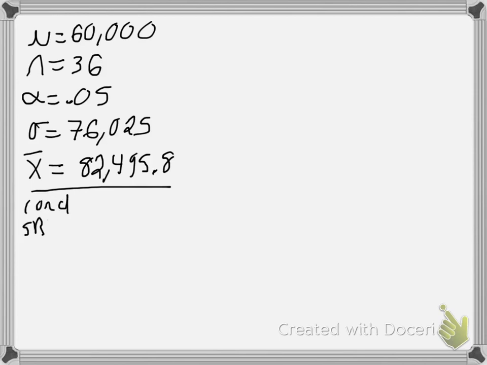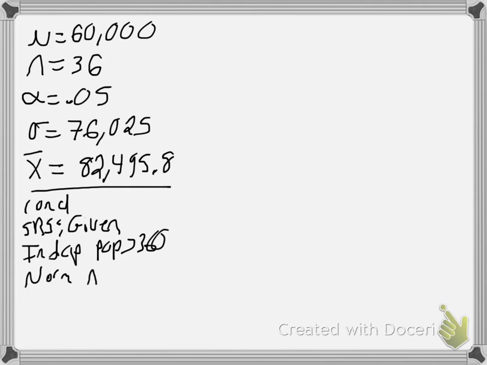SRS. In this case, it's actually given, right? It says a random sample. Okay? Independence. Do you think the population's greater than 360 homes in Beaver County, Pennsylvania? I would think so. And then we have normality. Is n greater than or equal to 30? Well, is 36 greater than or equal to 30? Yep, we're good. So, let's do our problem.